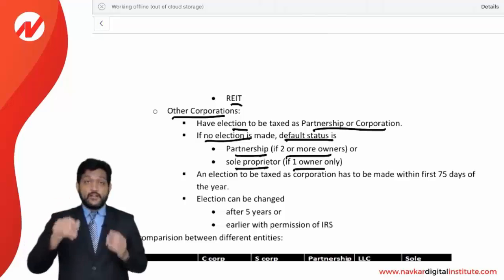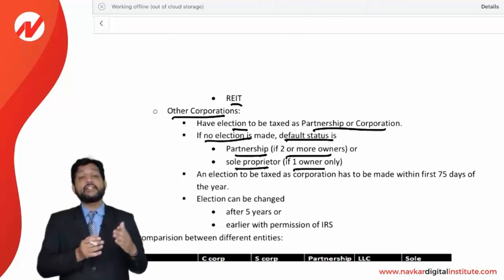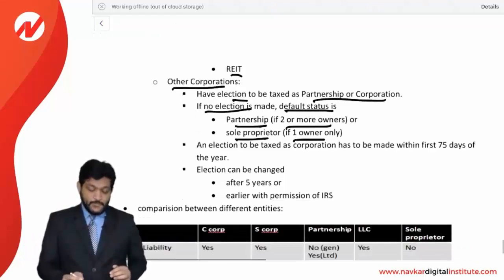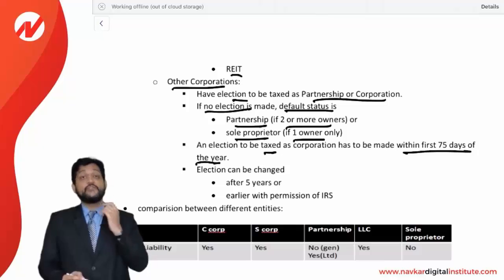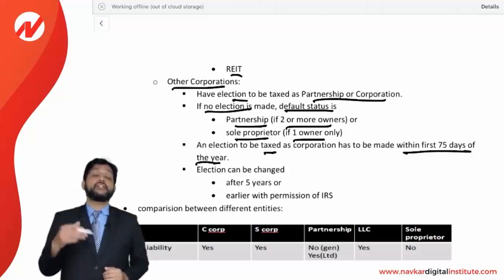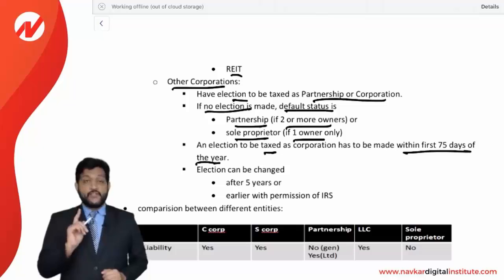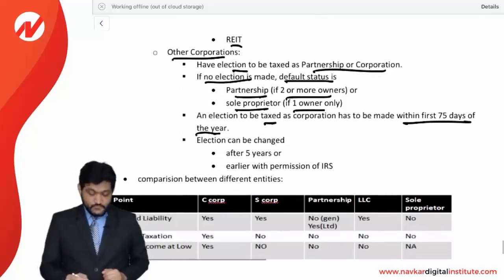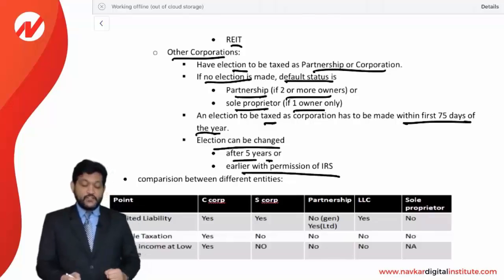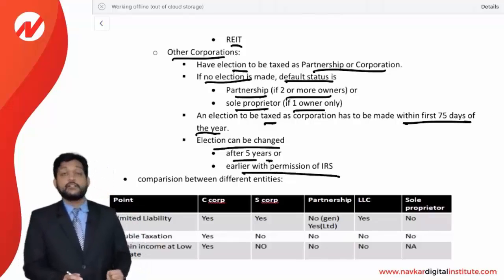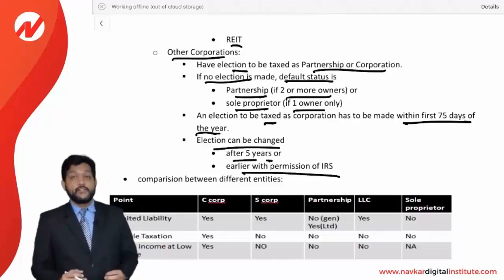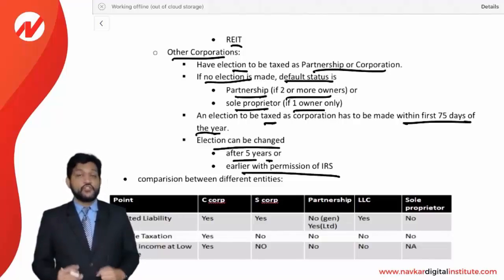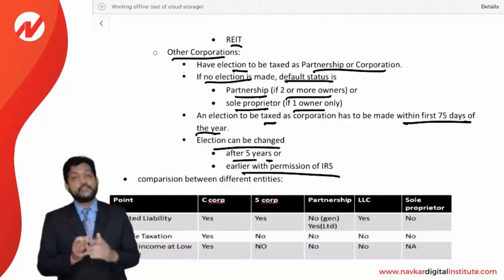If you make a proper election, then you will be taxed as a corporation. An election to be taxed as a corporation has to be filed within the first 75 days of the year. This provision we have already seen. If you want to be taxed as a corporation, you need to make an election within the first 75 days. Election can be changed after 5 years or with the permission of IRS. So whatever election you are making, that is applicable for 5 years. Only after 5 years can you change your election, or if IRS gives permission, then the change is allowed.